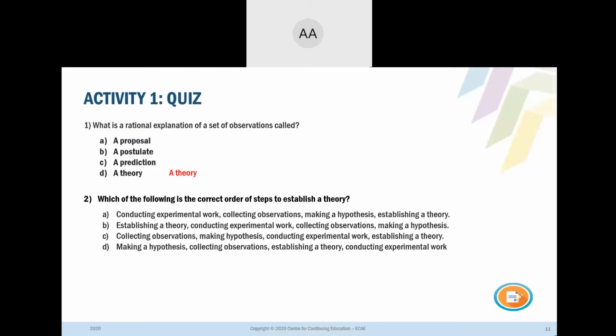Let's see how you did with that one. The answer is C, just as we watched in the video and just as we discussed whilst we were looking at the scientific method. So that's something to imprint on our minds. Collecting observations, making a hypothesis, conducting experimental work, and then establishing a theory. That's what we're thinking about when we are looking at the scientific method.